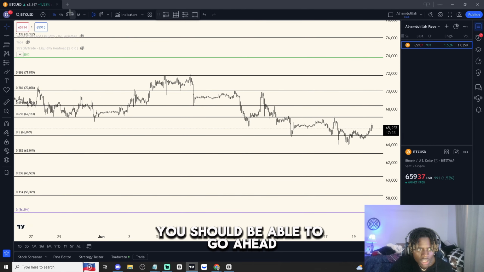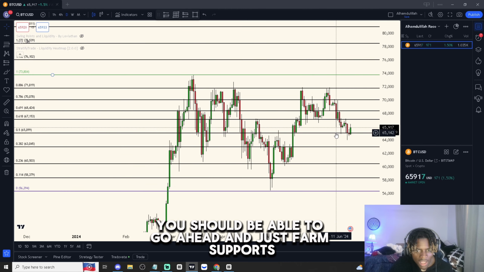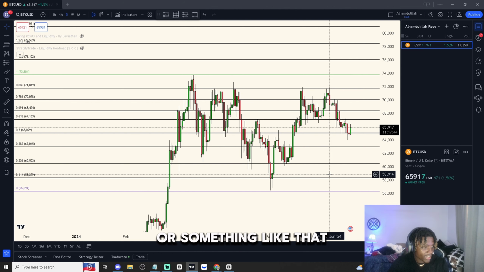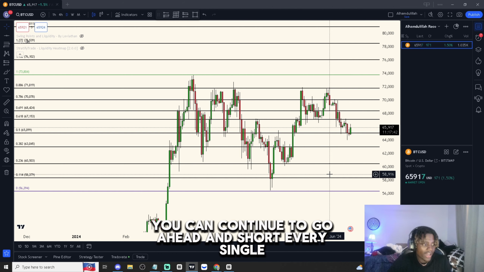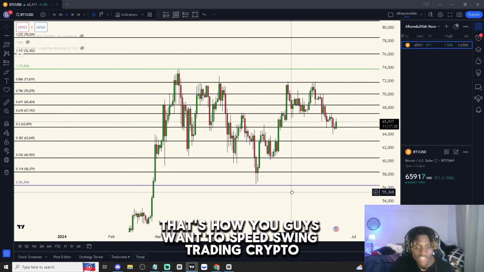Just follow along your fib, follow along where volume is, and just continue to follow through the trend like this. Once you guys have charted out your higher time frame setup, you could scale down to the daily if you want, and you should be able to just farm supports and buy every single dip. Or if you're trading Bitcoin futures or something like that, you can continue to short every single burst. So yeah, that's how you guys want to be swing trading crypto.